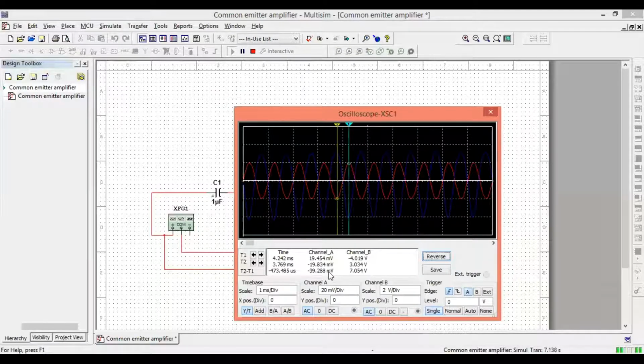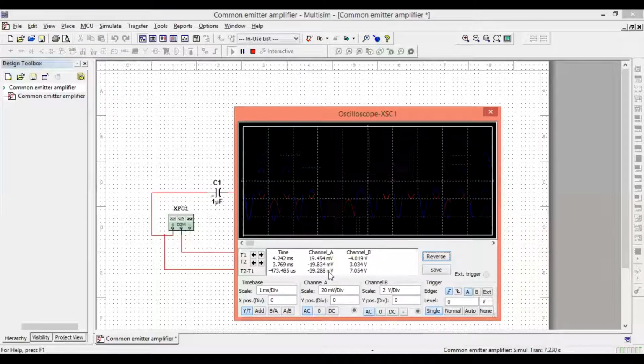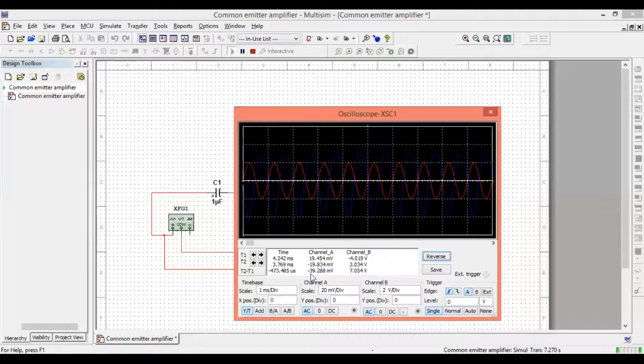चूंकि हमने 20 millivolts peak value अप्लाई की थी, तो चूंकि यहाँ पे peak value कंसिडर होती है, so our input signal is actually 40 millivolts peak to peak, and our output is 7.04 volts. So the output voltage divided by the input voltage will give us the voltage gain.